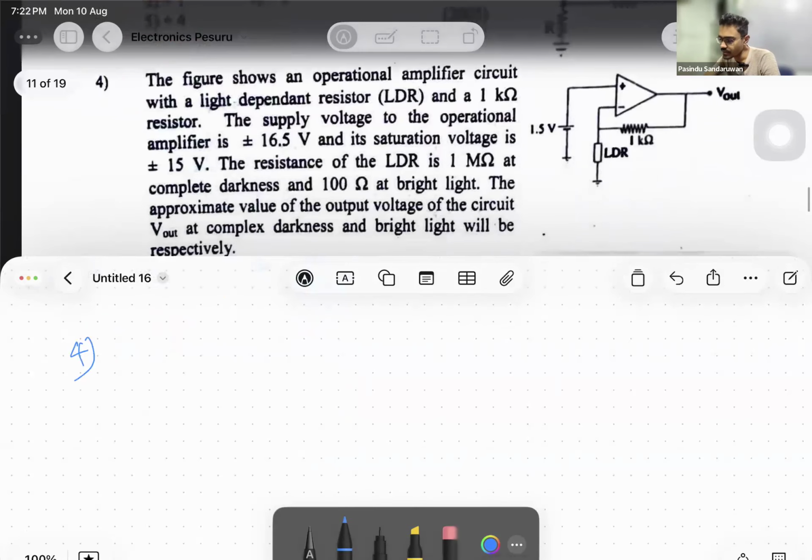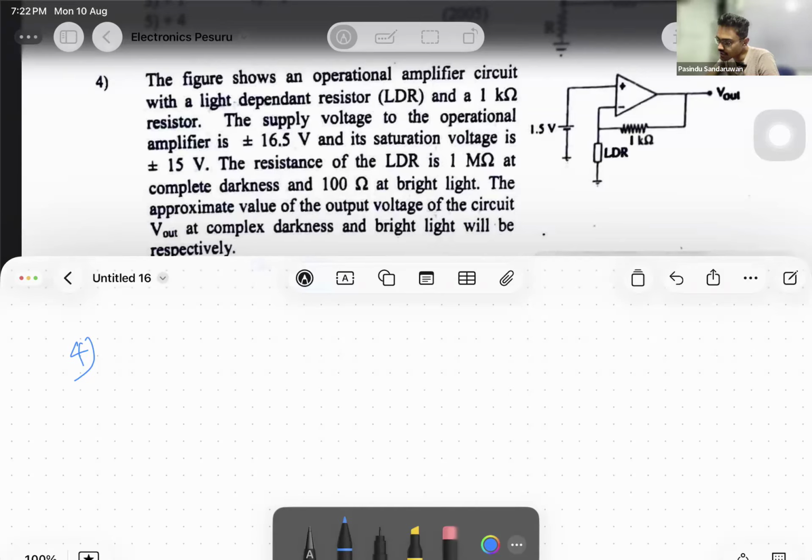The figure shows an operational amplifier circuit with a light dependent resistor (LDR) and a 1 kilo ohm resistor. The supply voltage of the operational amplifier is plus or minus 16.5 and its saturation voltage is plus or minus 15. Saturated values are given separately. If this op amp is going to saturate at any point, the output will go up to plus or minus 15 only.